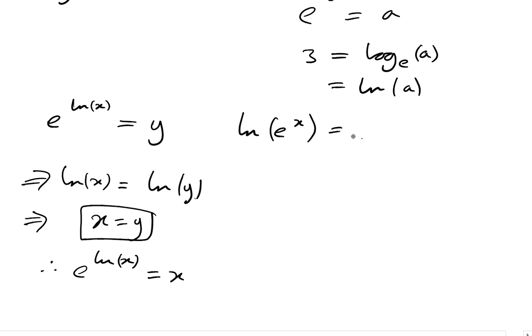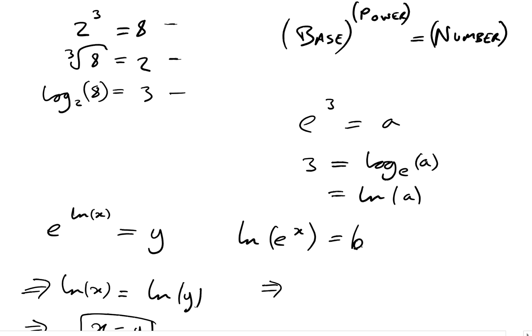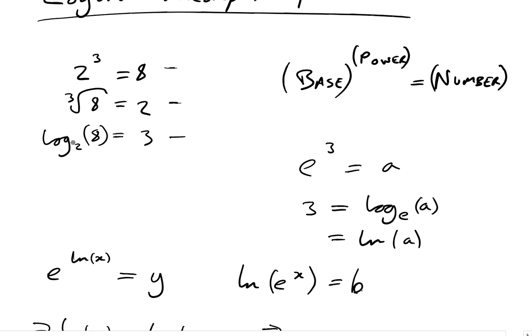Actually, let's call it b, because it may not be the same. It is, but we don't know that yet. All right, so same kind of thing. I'm saying that the natural logarithm of e to the x is equal to b. Like I said up here, the way to think about this is log to the base 2 of 8. So what do I have to raise 2 to get 8? And the answer is 3.